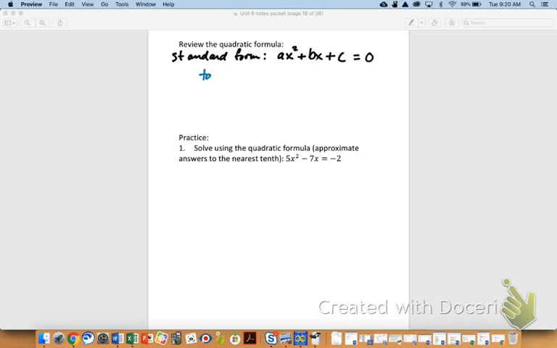So to solve, use, let's try that again, the quadratic formula, the QF, quadratic formula. And here it is. X equals negative b plus or minus the square root of b squared minus 4ac all over 2a. Remember this? Yeah, that's right. Okay. So that's the quadratic formula.